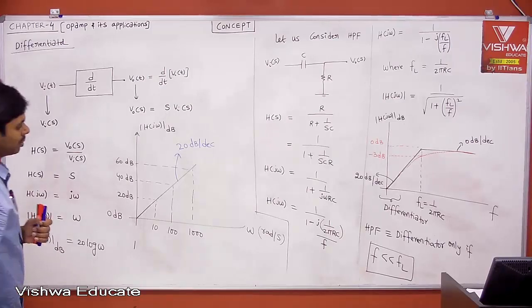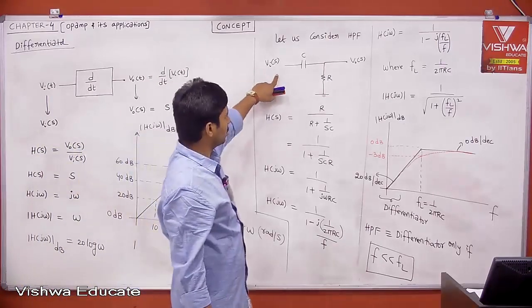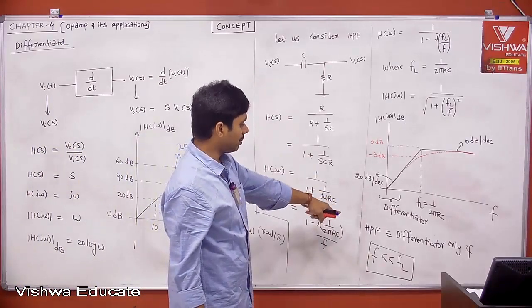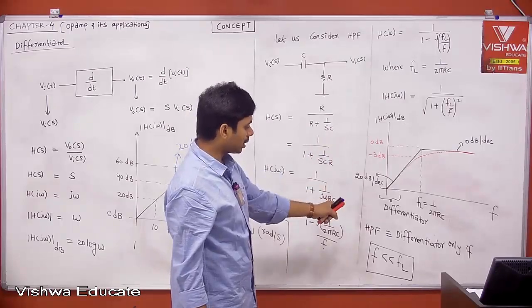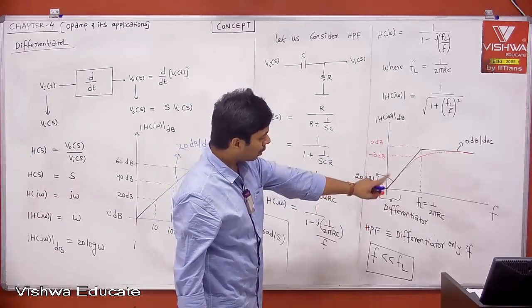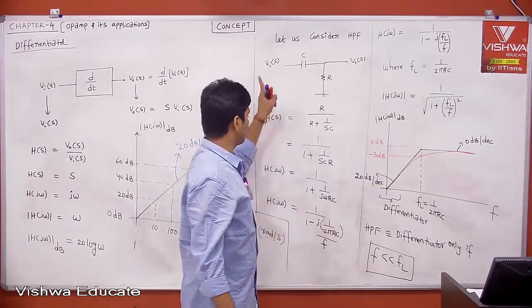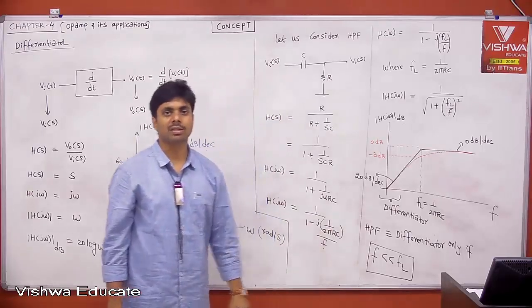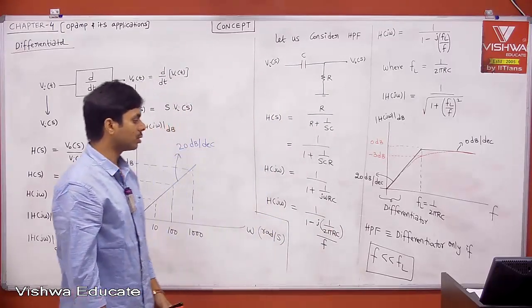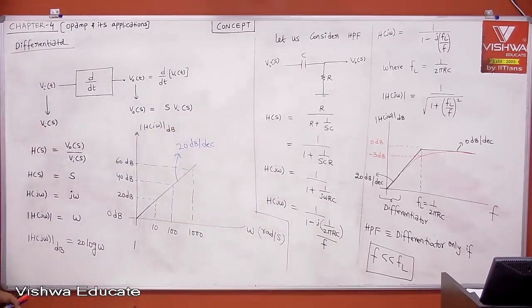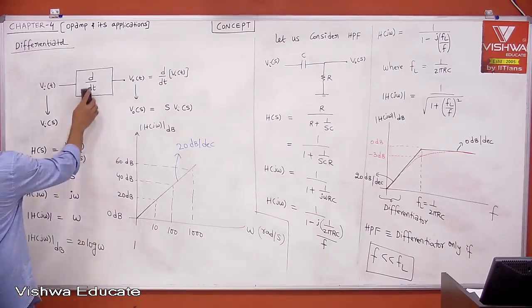The final condition to remember is that your RC circuit is acting as a high pass filter, and that high pass filter can be used as a differentiator only if the frequency of your input signals is very much less than 1 by 2 pi RC, or below the cutoff frequency. Okay, now time domain analysis.